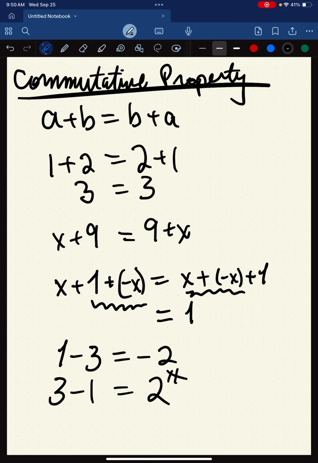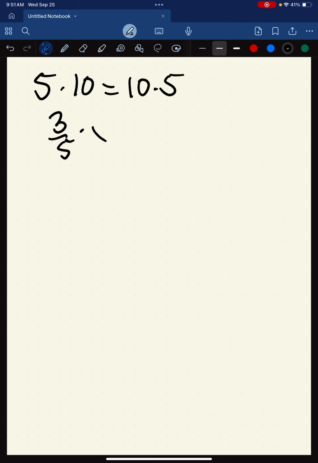The commutative property also applies to multiplication. So let's go to a new page. If we have 5 times 10, that's the same thing as 10 times 5. If we have 3/5 times x, that's the same thing as x times 3/5. All right, doesn't matter what order you multiply.